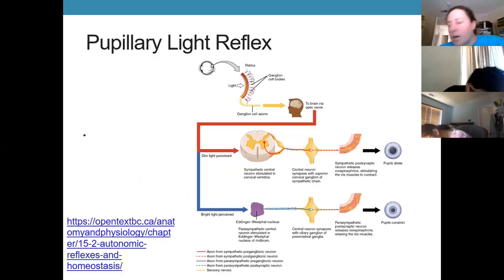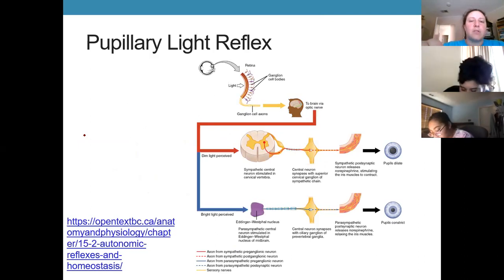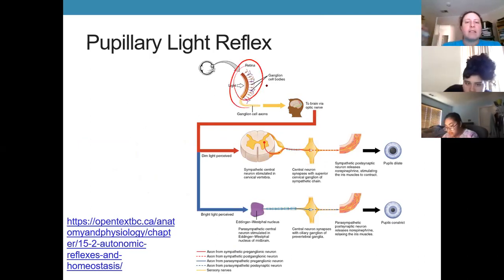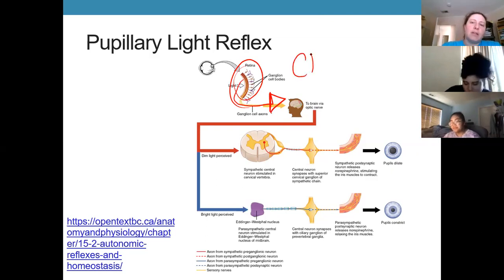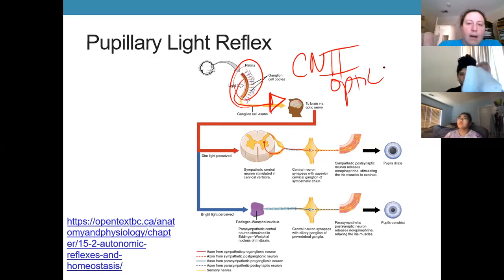So the way that it works is that the receptors for this are going to actually be the receptors for vision, which we'll talk about later. So the light hits the back of the eye. Your sensory neurons send the information to your brain by the optic nerve. So remember that's cranial nerve two, optic. And it's going to synapse. This is showing it in the back of your brain, but I'm pretty sure that this is happening in your brainstem. Oh yeah, there they are.